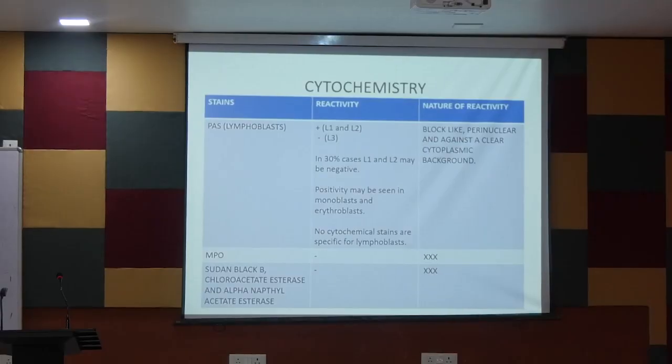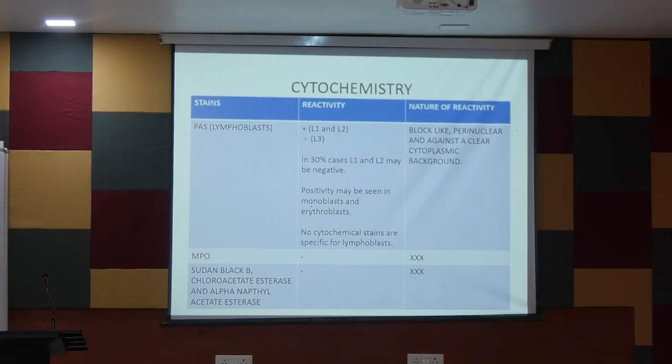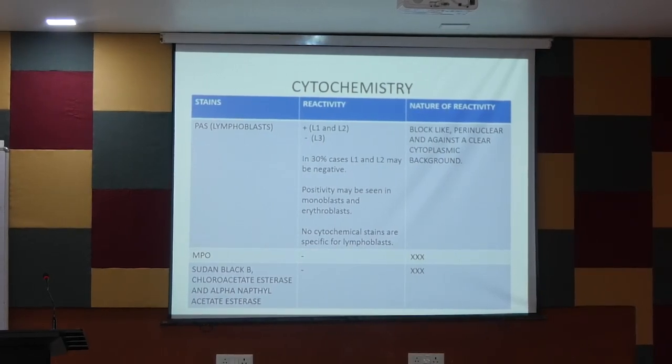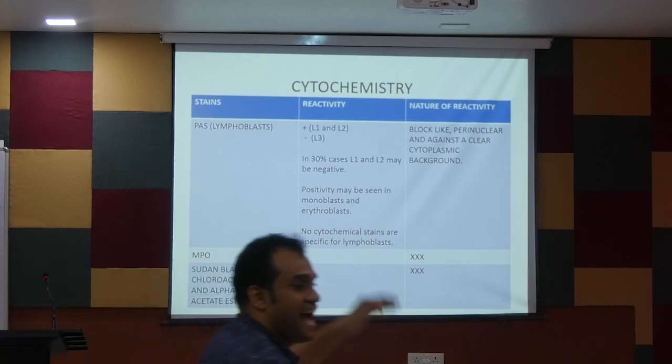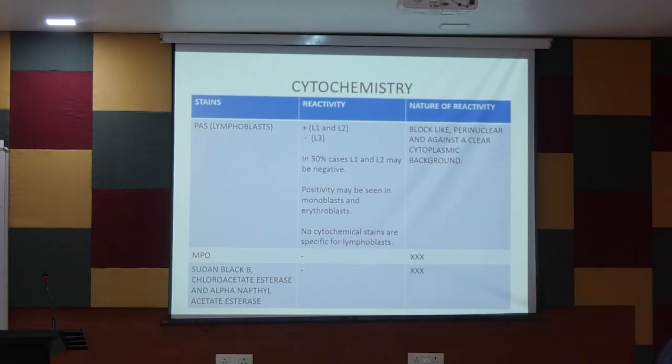Alpha naphthyl acetate esterase, all those other stains are negative. So at least if you don't remember MPO, Sudan black, no need to write. This is for you to understand. At least write PAS is positive, predominantly block-like positivity. L1 and L2 it's positive, L3 it's negative.